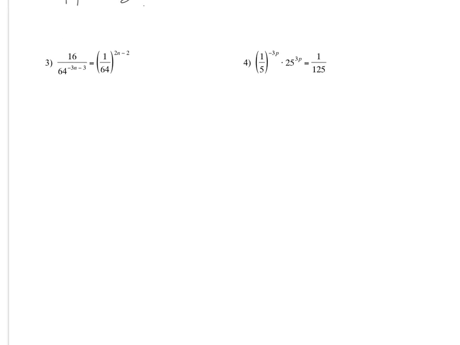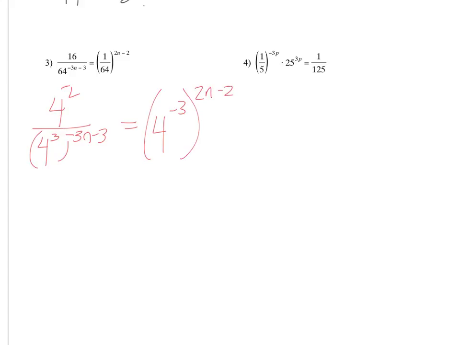We'll look at number 3. I've got 64 here, 16 here, and a 1 over 64. I kind of like the idea of transferring all these to a power of 4. So that becomes 4 squared. This would become 4 to the third and negative 3n minus 3. This would become 4 to the negative third, 2n minus 2.